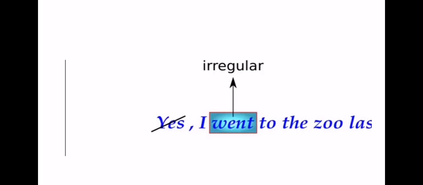we look at the verb. Yes, the verb here, primary two, is went. Went is an irregular verb. Okay. Do you know the meaning of an irregular verb? Yes, that's a verb that doesn't follow the rules.